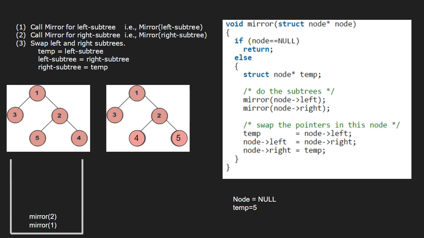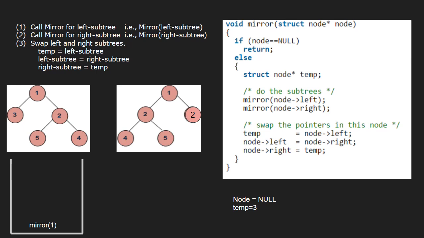We continue with node 1. We will swap node 3 and node 2. First, temp will point to the left child, which is 3. Now, 1's left will be equal to 1's right. So, in place of 3, we will have node 2 along with its children. Now, 1's right will be equal to temp. So, 2 will be replaced by 3. With this, we have the final mirror tree as our output.